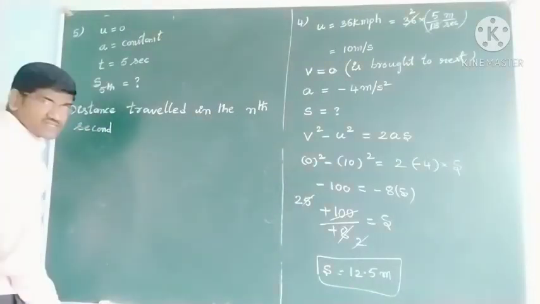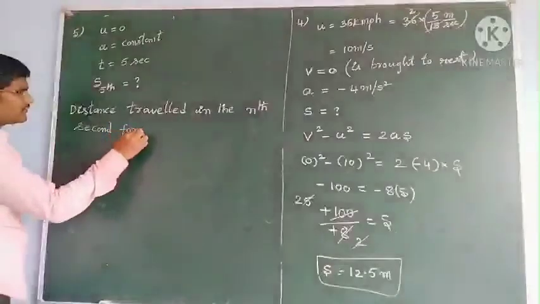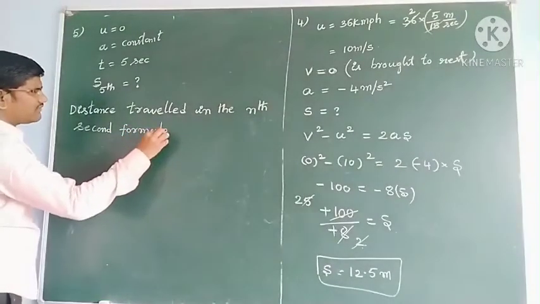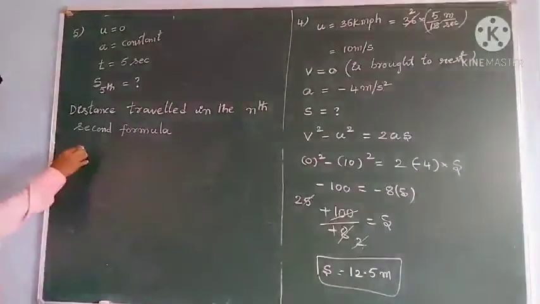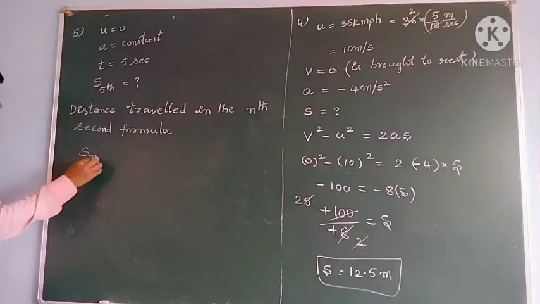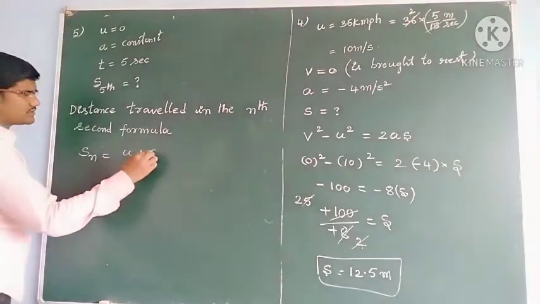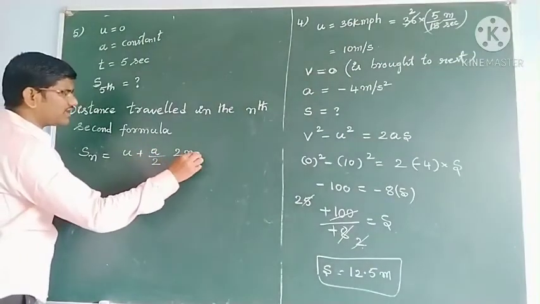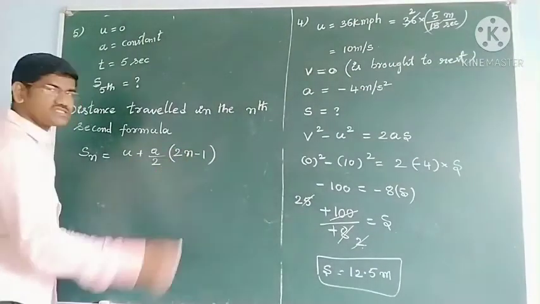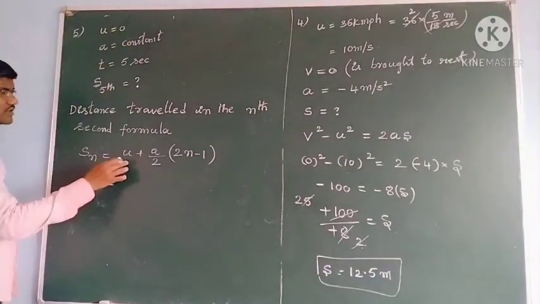So, the formula I want is distance travelled in the nth second. The formula is Sn equals u plus a by 2 into (2n minus 1). This is our formula. Okay students, it starts from rest, so the u value is 0.